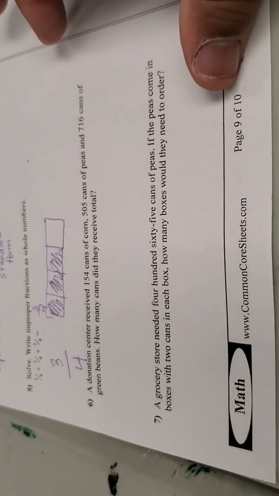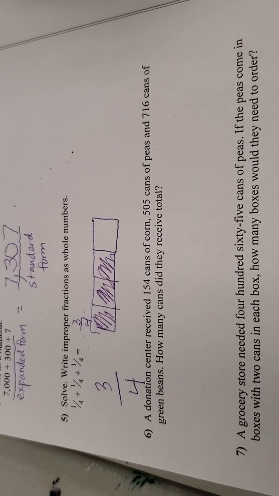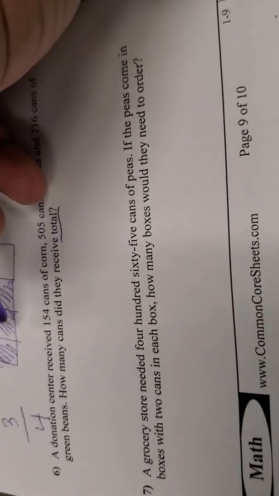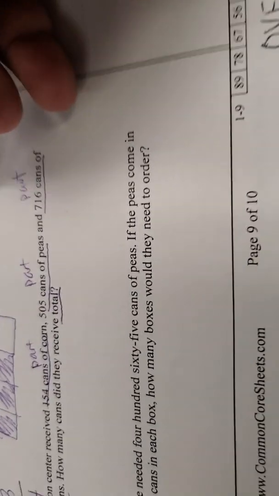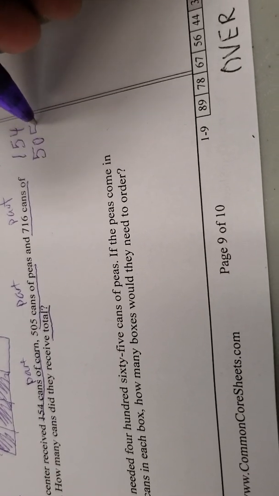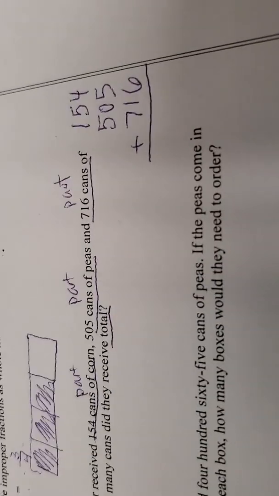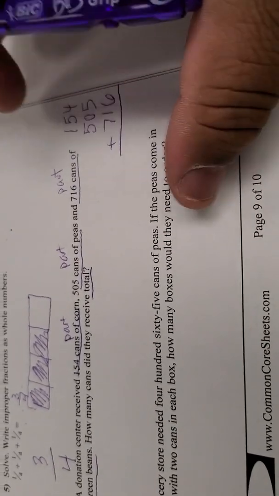Okay, now we get to word problems. Key thing with word problems, you need to underline. You need to make sure you know what it is that you're doing. A donation center received 154 cans of corn, 505 cans of peas, and 716 cans of green beans. How many cans did they receive in total? Well, all these are parts. So this is a part, this is another part, and they're all cans. They're all adding cans of vegetables. So I'm adding them because I want to know the total of all the parts. And then when you add, don't forget to, when you go over 10, you have to regroup and make sure you set it up. So I'm just going to set these up.